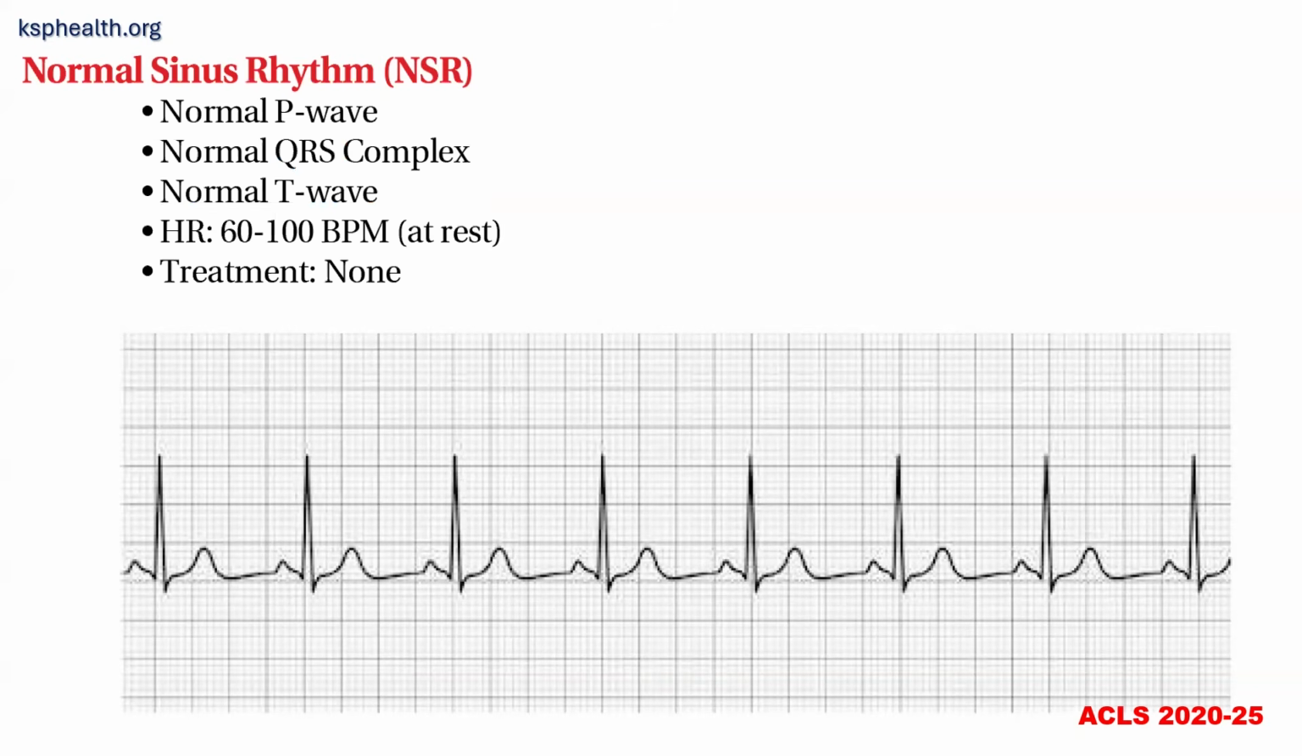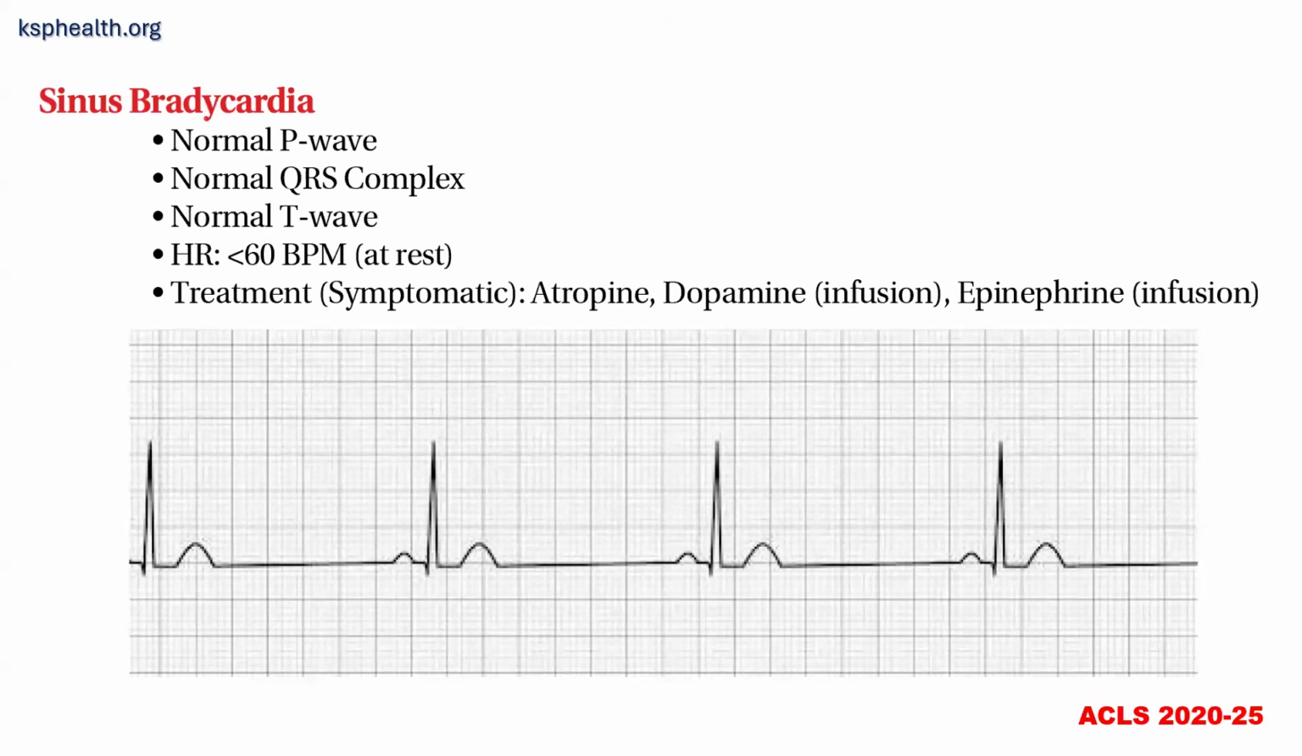Normal sinus rhythm. Normal sinus rhythm has P wave, normal P wave, normal QRS complex, normal T wave. The heart rate has to be between 60 to 100 beats per minute at rest. The treatment, no need because it is normal.